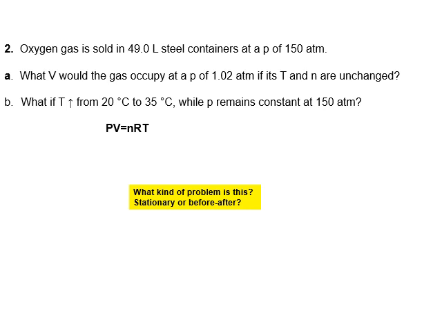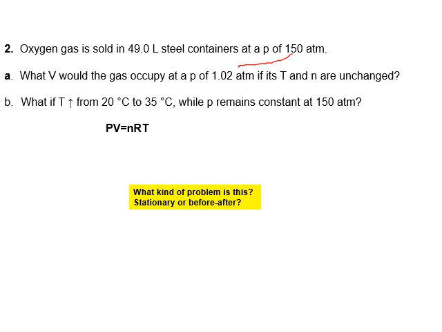Notice here they're dropping the pressure dramatically, from 150 to roughly 1. That's a huge drop. T and N are unchanged. This is what kind of problem? I asked at the bottom here, is it before-after, or is it stationary? Clearly the pressure's changing, and for part A, the volume is going to be changing. And that's all we have in the problem statement, because they're telling us T and N are unchanged. When you see that, you recognize that this is going to be before-after.